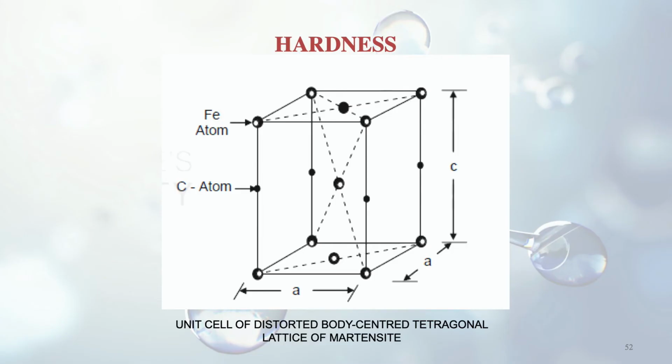So you can see here the unit cell of the distorted body-centered tetragonal lattice of martensite. One length is given by C and the other length is given by A. So A and C are no longer equal. You can see the Fe atom, the iron atom, placed at the ends of the edges, and the carbon atom is in between the two iron atoms on one of the edges. So this is causing the distortion. The length changes and it is no longer a cubic structure, but a tetragonal lattice.